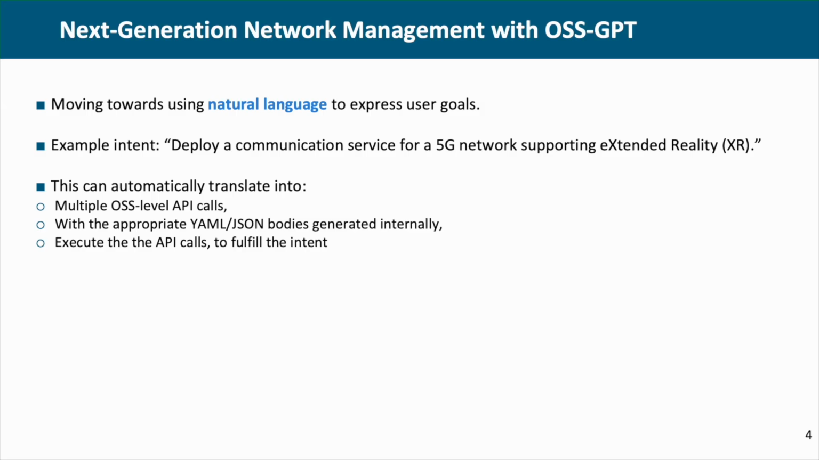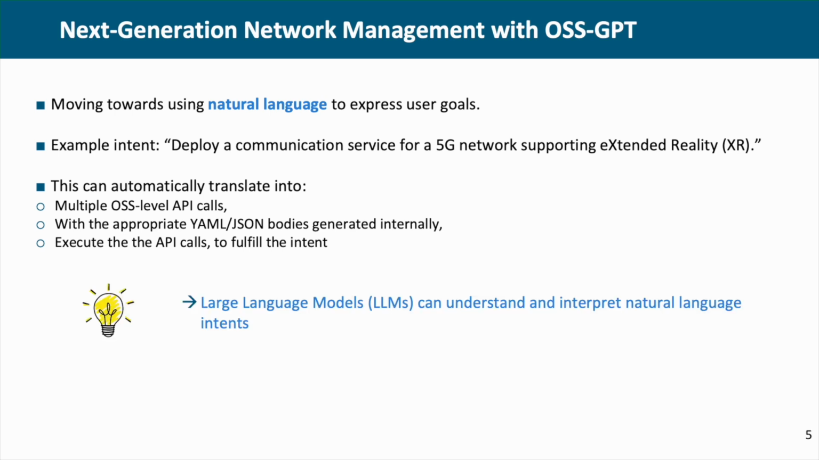Therefore, moving towards using natural language to express intent is a natural transition to next generation IBN. For example, an intent could be: deploy a communication service for a 5G network supporting XR. And then the IBN-enabled OSS can automatically translate this into multiple API calls with the appropriate JSON payload for each API call, and then execute these API calls to fulfill the intent. Therefore, we need an AI approach that can understand human language. In the state of the art, large language models are the best candidates for this type of task.